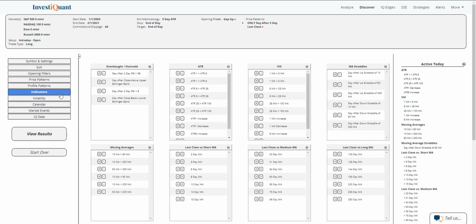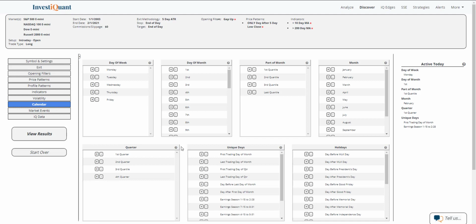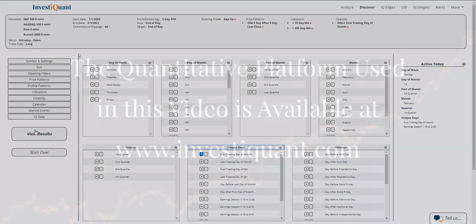Next, I'm going to go into indicators. I'm going to use above a 200-day simple moving average. With it being a 5-day low close, the majority of those are going to be below a 10. I will add that. I don't know that it's going to make much of a difference, but I'll add below a 10 as well. And then lastly, I'm going to go into calendar, and I'm going to say that it is the first trading day of the month. Hit equals next to first trading day of the month in the unique days section. Now I can hit view results.